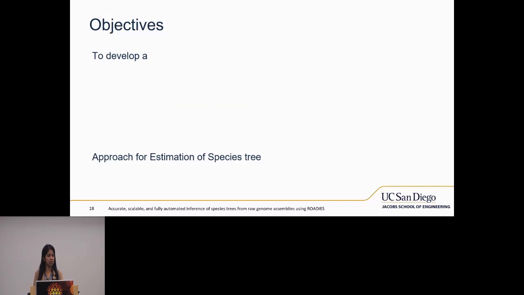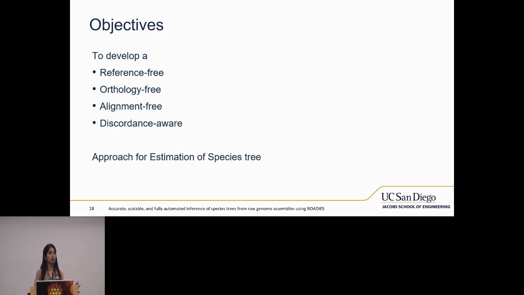And considering these challenges, the objective of our work is to develop an approach to estimate the phylogenetic trees of various species. That approach should be reference-free because we want to get rid of reference bias. It should be orthology-free because we want to get rid of the estimation of true orthology. It should be alignment-free because we want to get rid of computationally expensive multiple whole genome alignments. And also we want to be discordance aware.